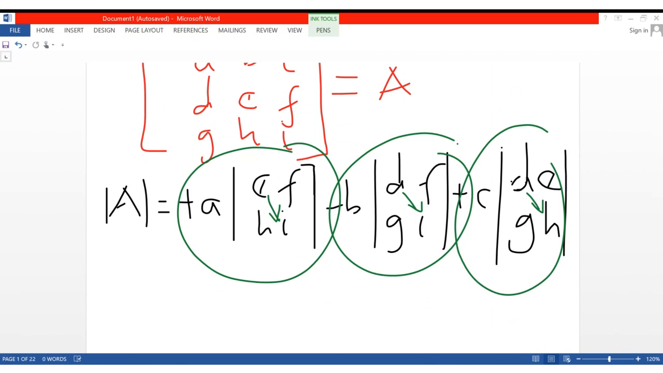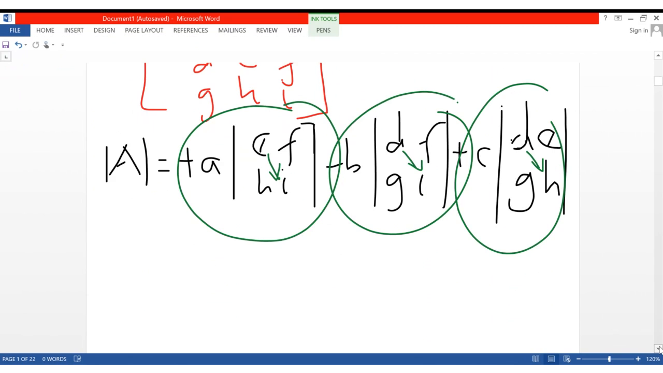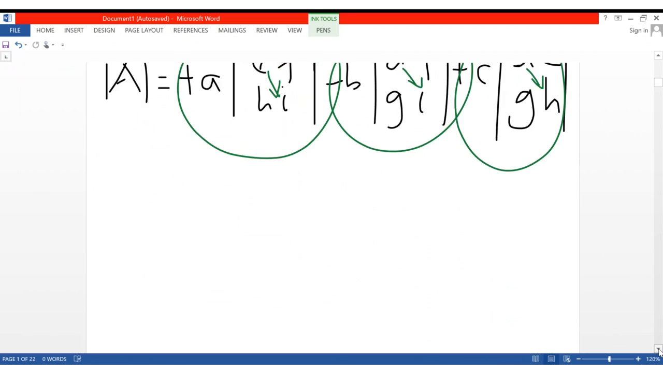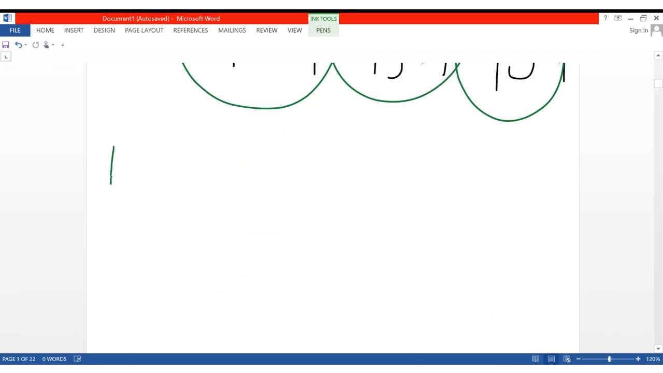So let me do an example to demonstrate the determinants. Number one, let's get the determinant of this one.